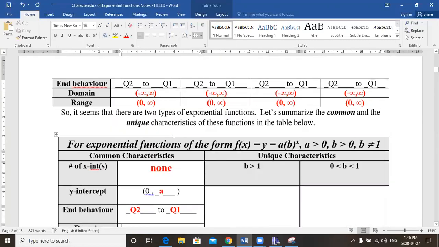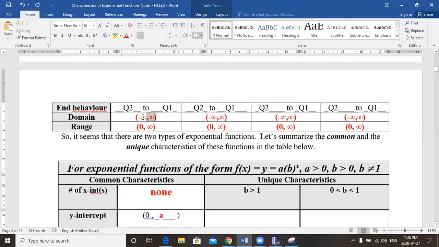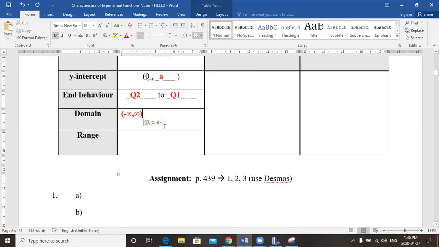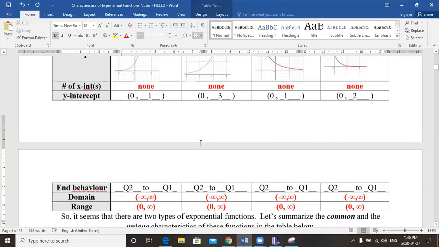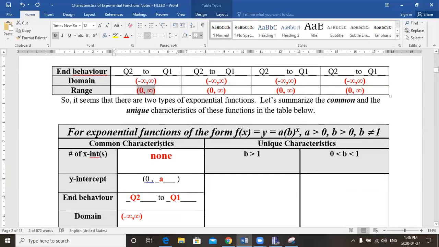The domain, well, negative to positive infinity, all of them. So that will be without restriction. Okay, if there's no restriction, no context, the domain will be negative to positive infinity. And if there's no restrictions, the range will go from 0 to positive infinity. And again, round brackets around both. That's very important.